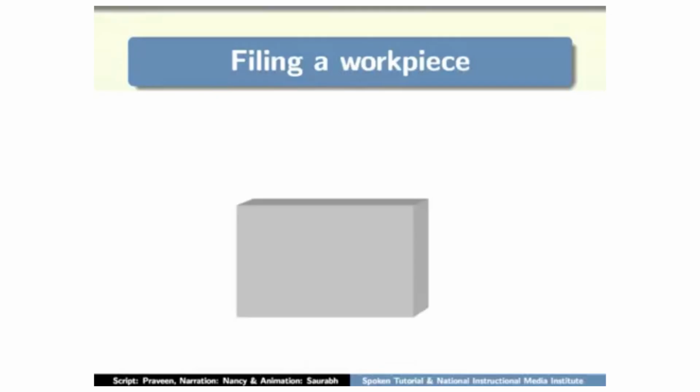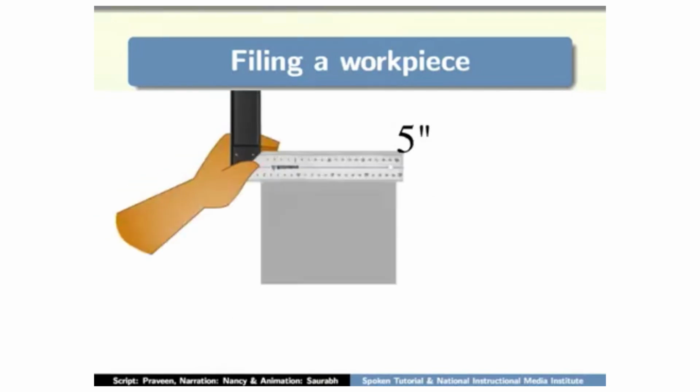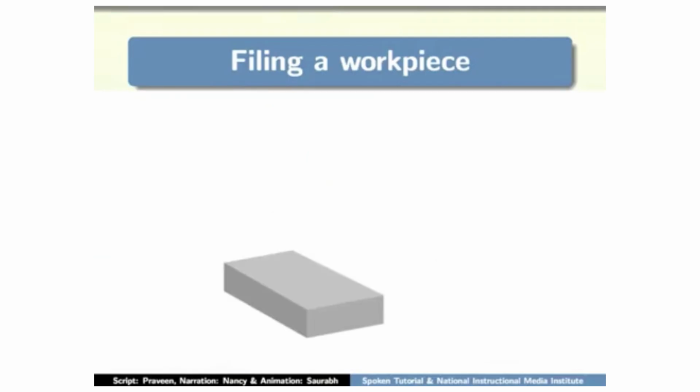Let's now learn the filing process. My requirement is a 5 by 3 inch workpiece. The job or the workpiece which I have is 5 by 4 inches. So, let us first cut the excess 1 inch part.